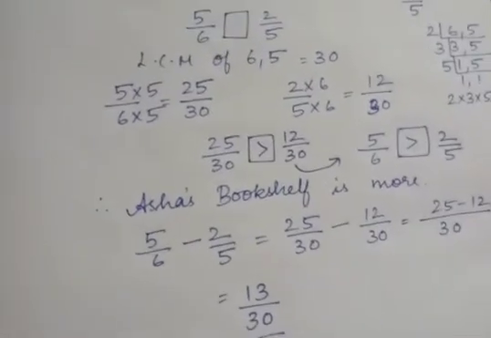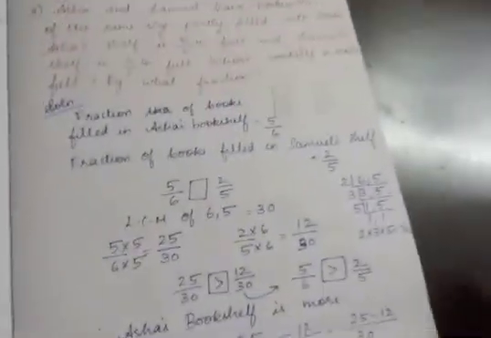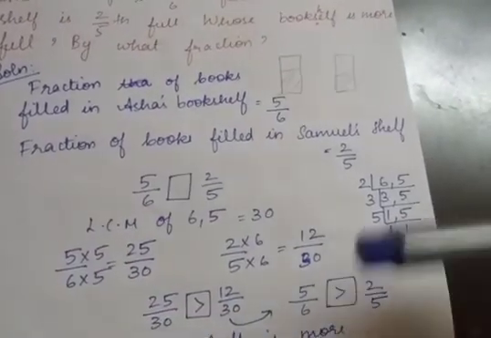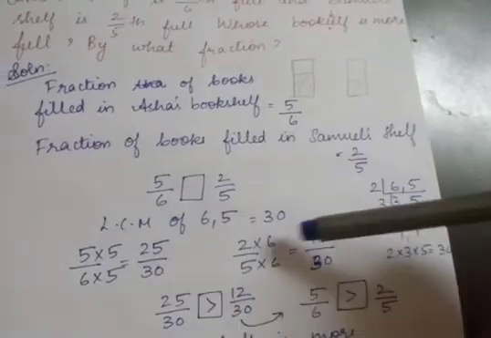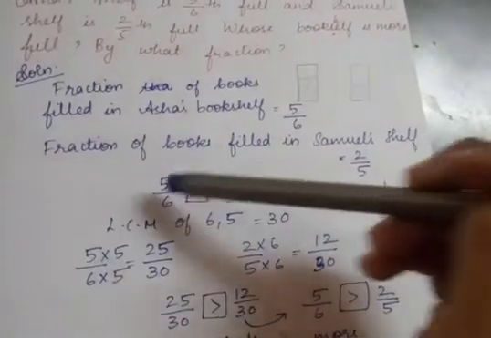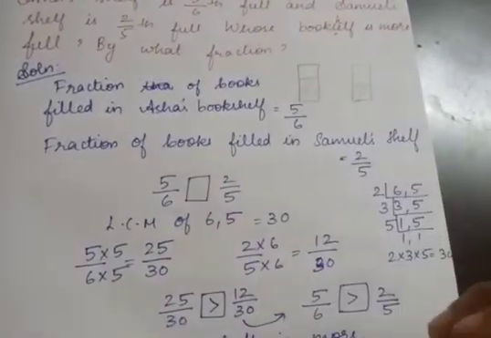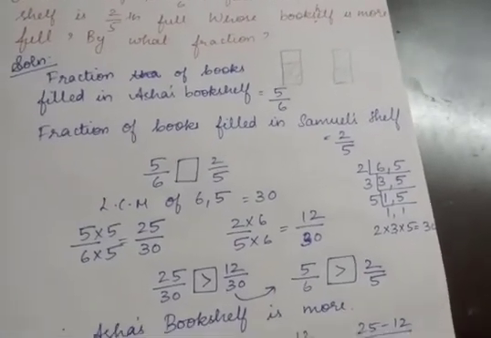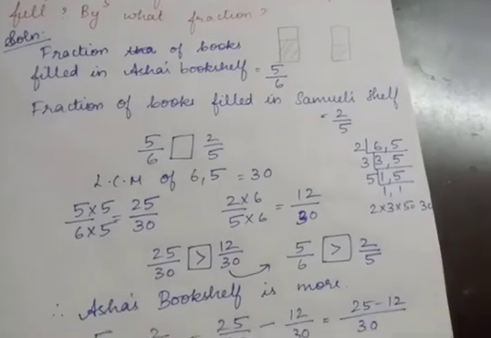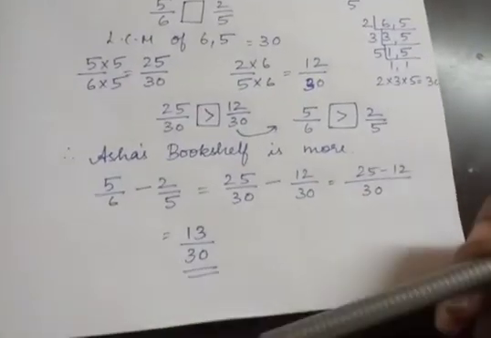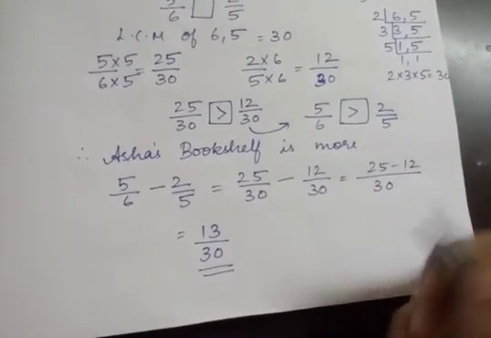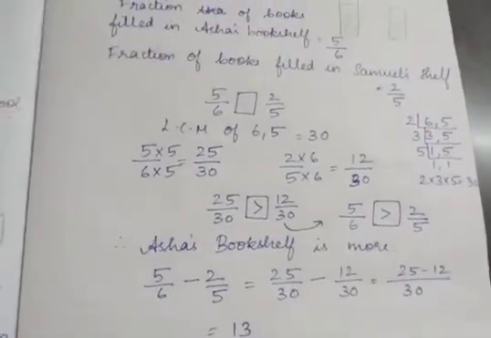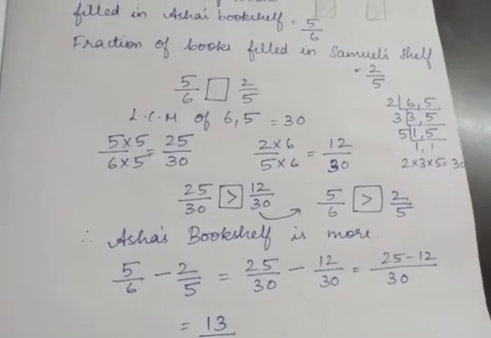Okay, so this is very much important, children. First we have compared both, because they are asking whose bookshelf is more. So obviously we need to compare. So we have compared these two fractions, and I found that Asha's bookshelf is more, and by what fraction they asked. So I have subtracted these two, and I found that 13 by 30 is the fraction denoting that Asha's bookshelf is more.